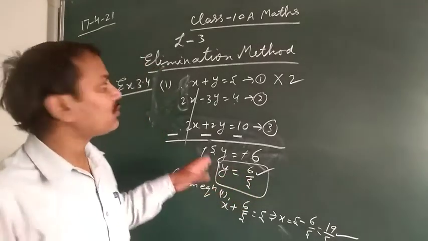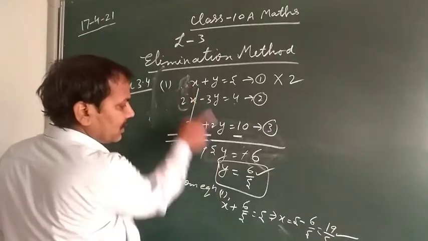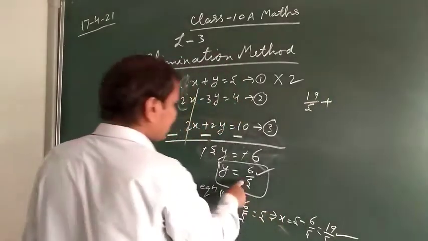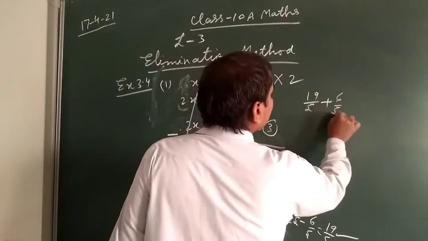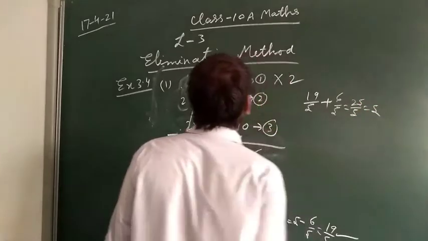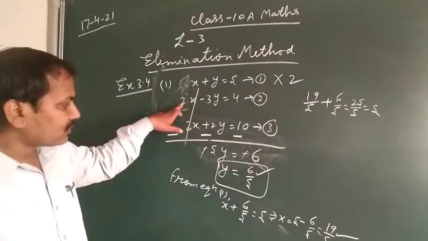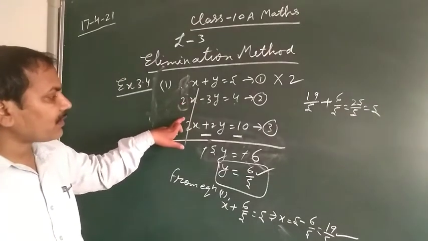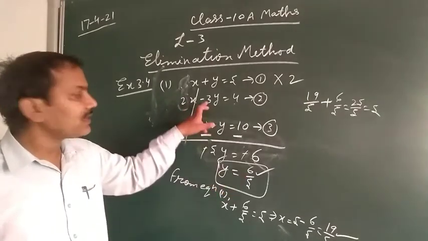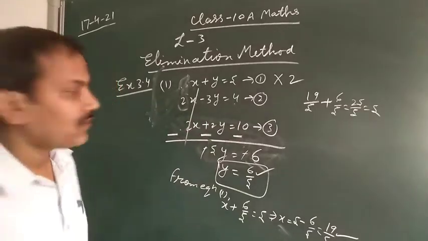And after that you can also verify your equations. So in the first equation, x is 19 by 5 plus y is 6 by 5. So 19 plus 6 is 25 by 5, which is equal to 5. And similarly the second equation you can also check. 2x means 38 upon 5 minus 3y, 18 upon 5. So 20 upon 5 is 4. This is the answer.